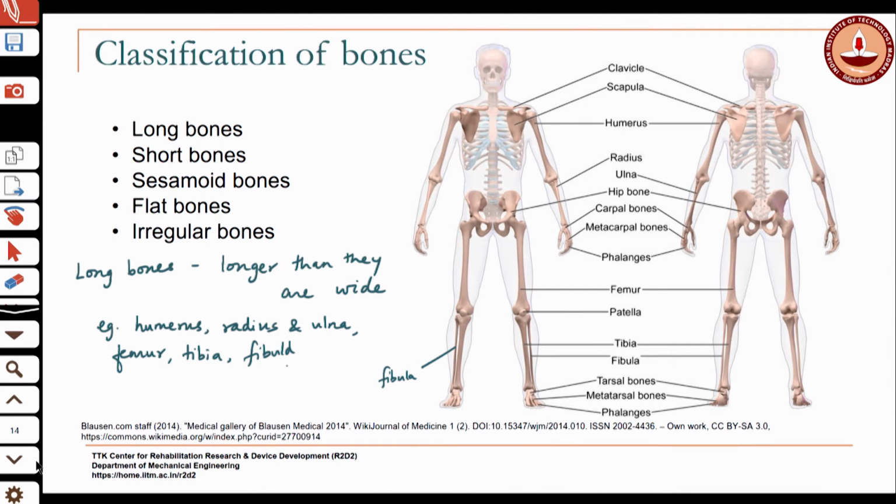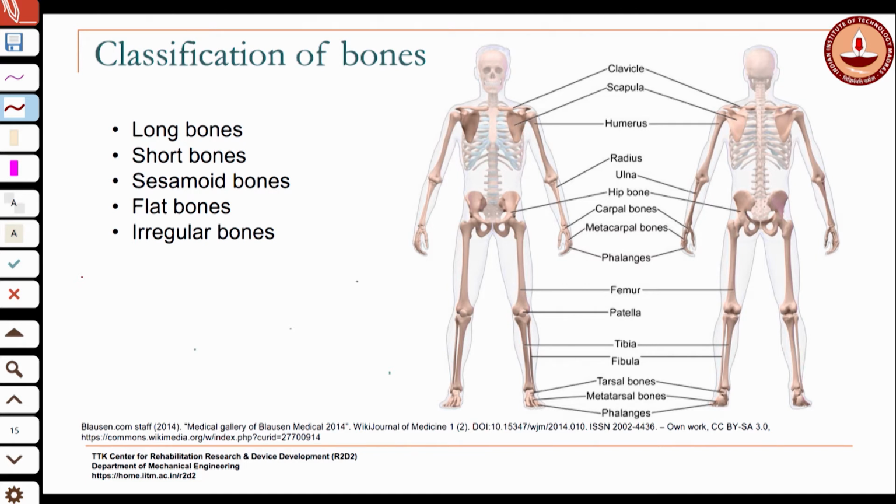Then you have short bones. Short bones are bones which are about the same in terms of their length and width. Some examples of short bones are the bones in your wrist, the carpal bones, and the tarsal bones in the foot.